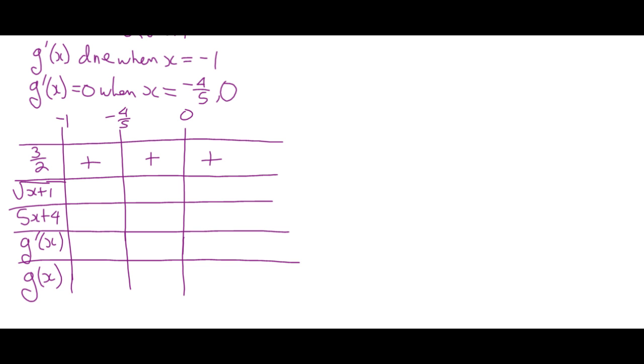Then I'll do the next easy one for you. If it's a square root, it's always positive. So really, it's only the 5x plus 4 that's going to have anything for us. That'll be plus, minus.